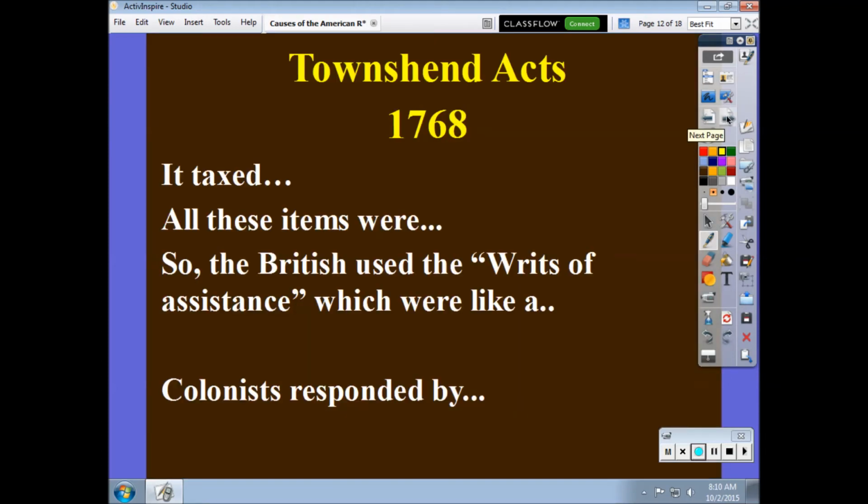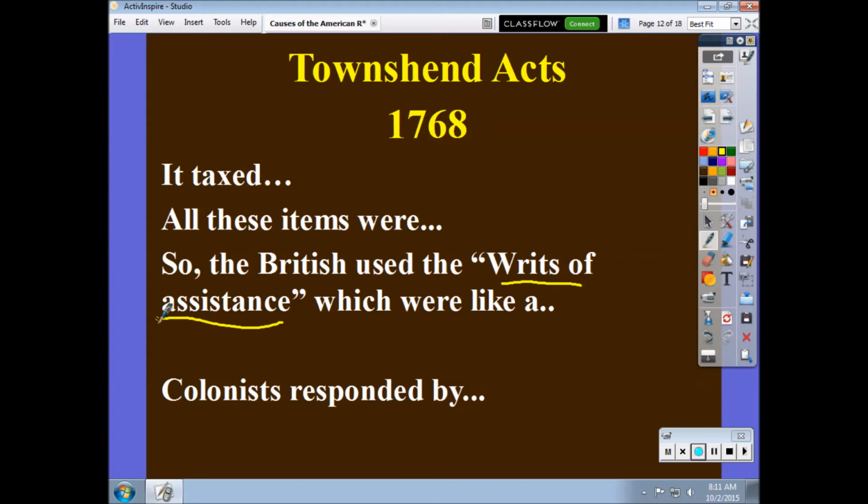The Townshend Acts in 1768 were rather unique. They taxed a variety of things, all of which were imported. So things like paint and lead and glass and tea. These items all had to be brought into the colonies from other places. Now the British knew that if you bring things in from outside and you tax them, the main reaction of the colonists is going to be to smuggle. And so what the British did was they passed these things called the writs of assistance.